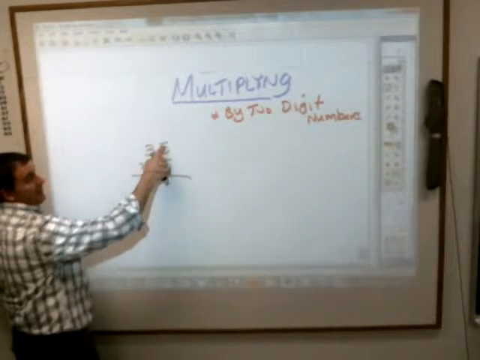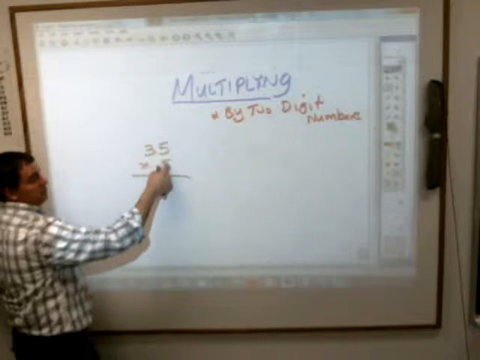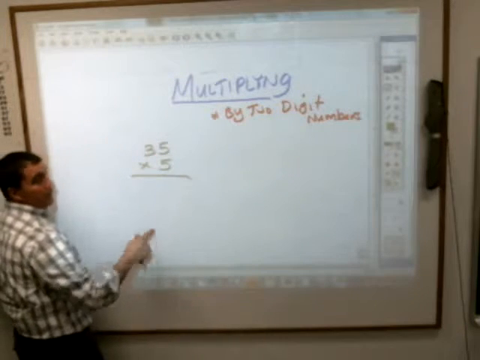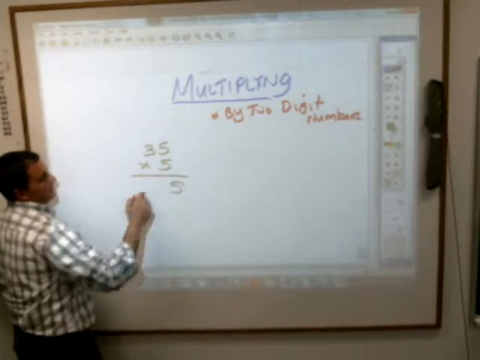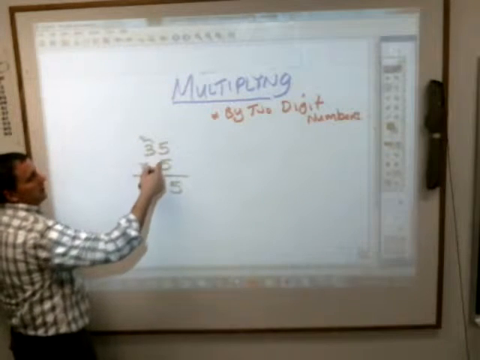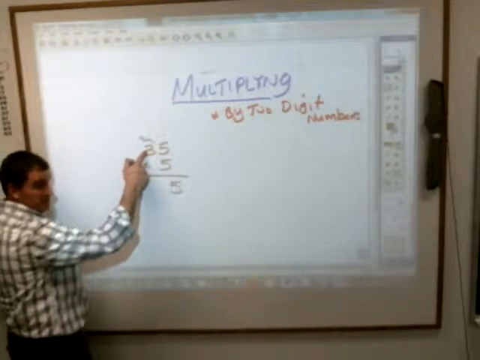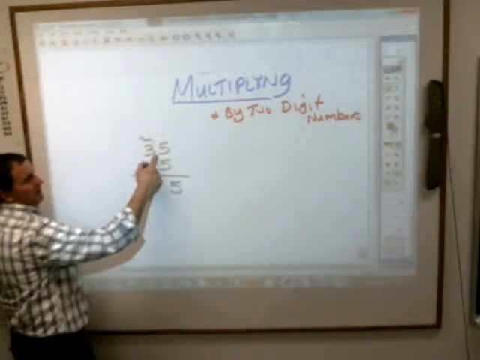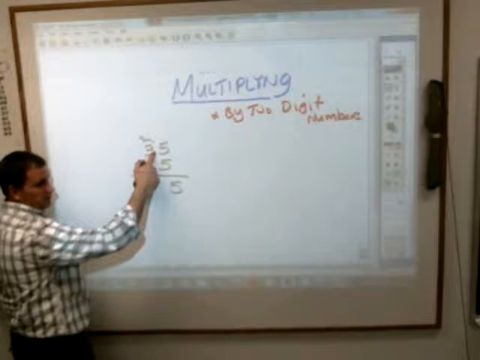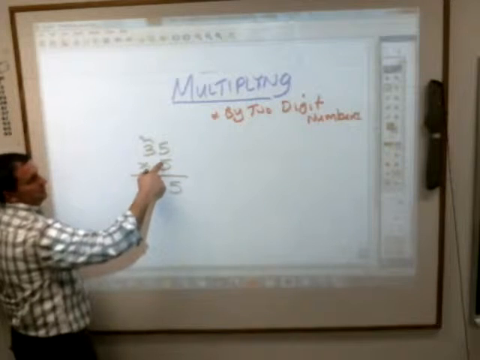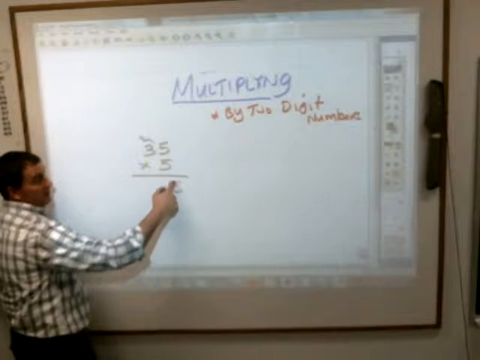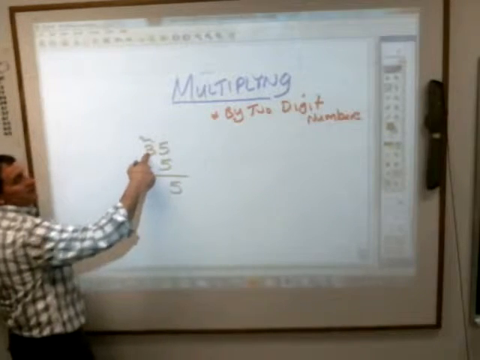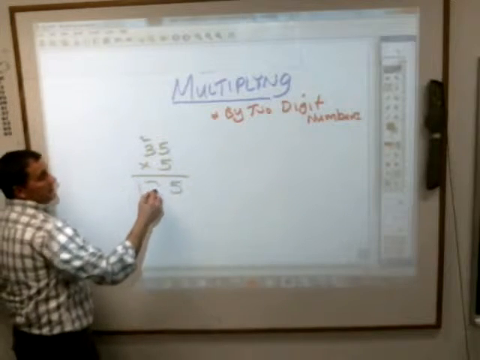In other words, 5 times, this is the units place, or the ones place. So 5 times 5 ones is 25. So you put the 5 down and you carry the 2. 5 times the tens place, that's really 5 times 30, which is 150, believe it or not. But because we already have the ones place taken, we don't have to put that 0 there. 5 times 3 is 15, plus the 2 is 17.